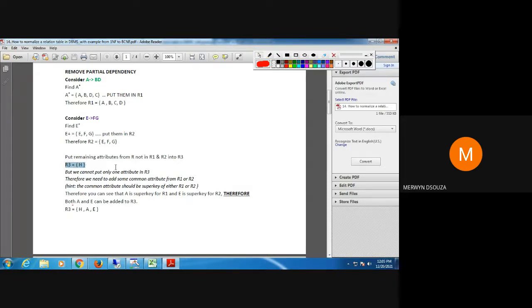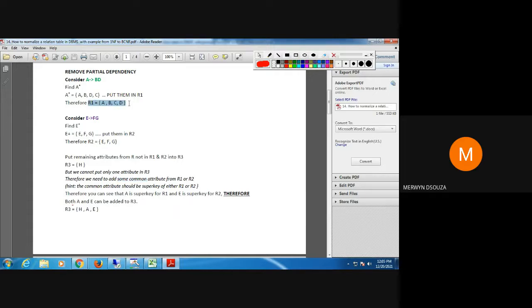In the previous video, when I was teaching you to find a common attribute, I told you that we need to add a common attribute from R1 or R2. Now the correction is that you need to find one common attribute which will be a super key of R1.